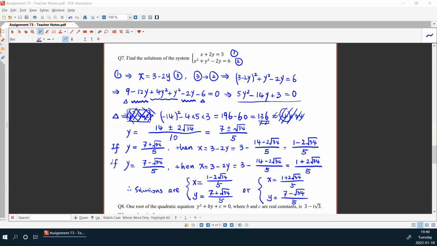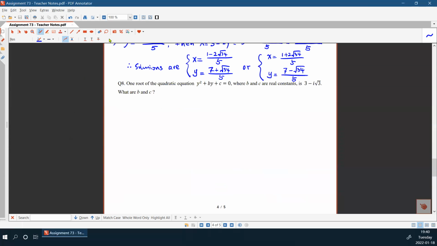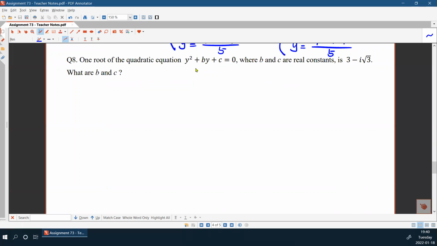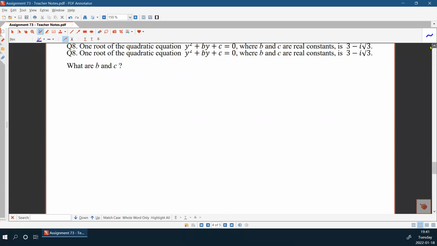Okay. All right, let's have a look at question 8. One root of the quadratic equation, where b and c are real constants, is 3 minus i times the square root of 3. What are b and c?